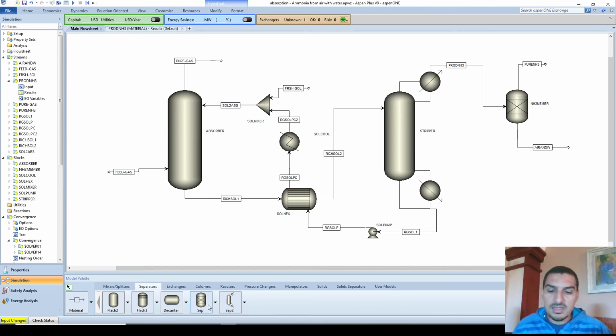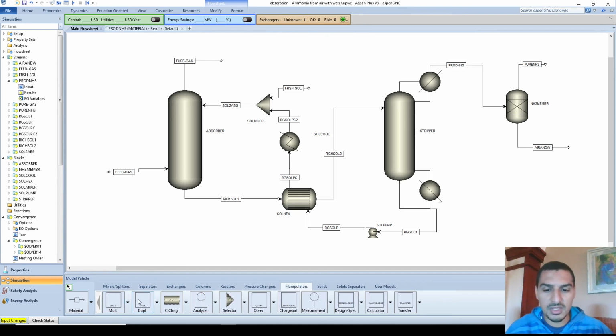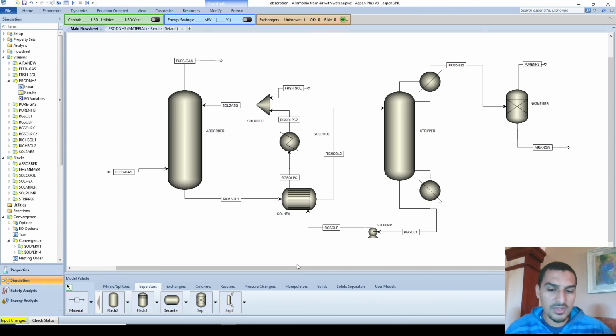The difference between this and this is only that this allows only two outlets. So this is more general than the SEP2. The SEP2 will only allow two outlet streams, and the input will be pretty much the same. So I'm not going to go through this. You can check it by yourself. And also one other thing that can confirm that this is just a hypothetical block: it's exactly like what we did before with the manipulators for the multiplier or the duplicator. There is nothing like this in reality, but it's something that you do for the sake of simulation, or for making your life easier.